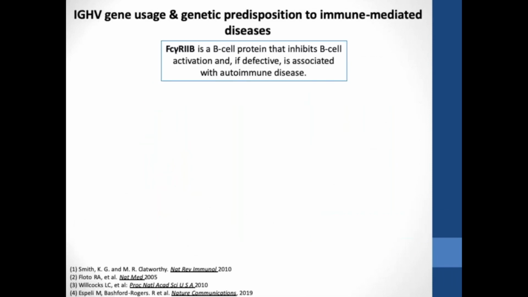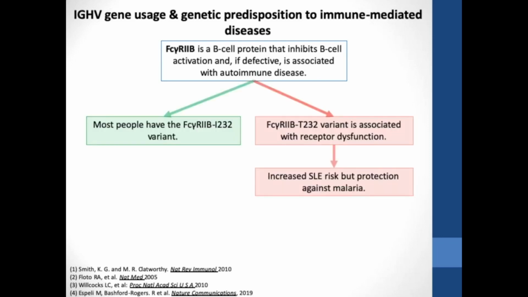So by measuring the V gene usage frequencies, we can get a handle on B cell selection across individuals. And we demonstrate this in a small study looking at the Fc gamma R2b receptor, a variant of which is associated with susceptibility to lupus, but less susceptibility to malaria. So most people have a variant of the FcR gamma 2b receptor, which is the non-susceptibility variant for lupus.